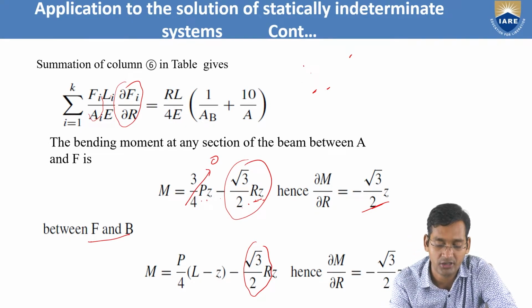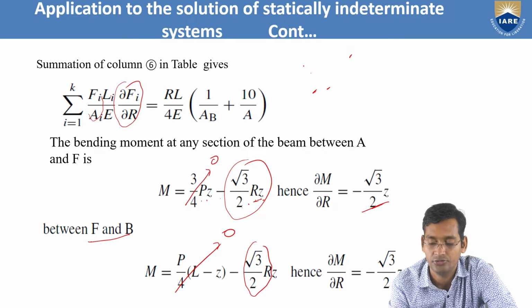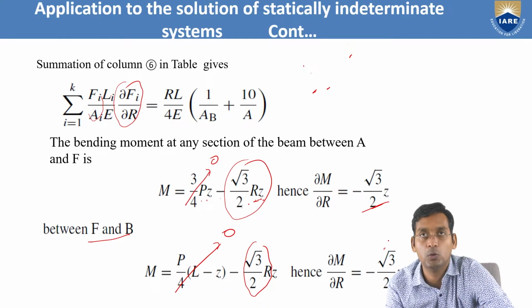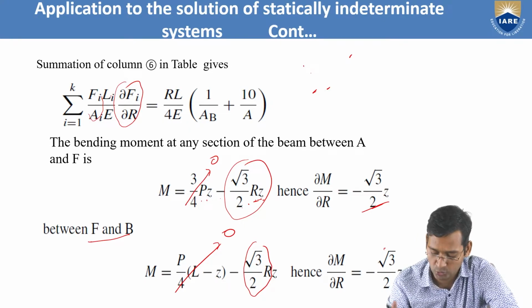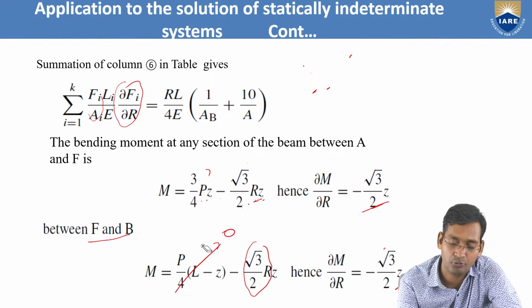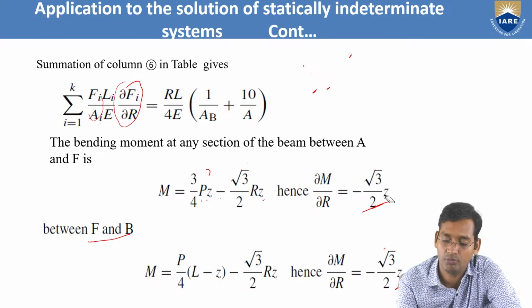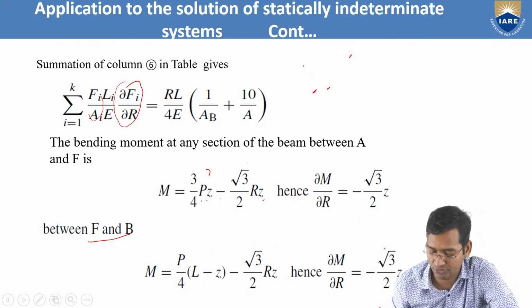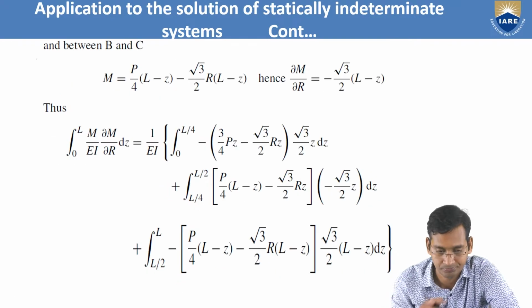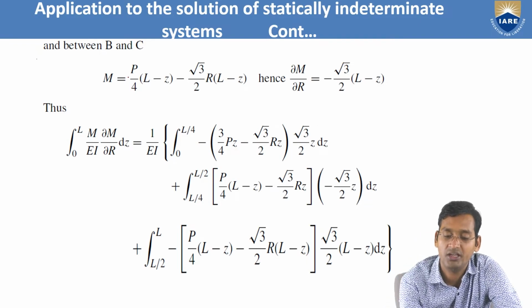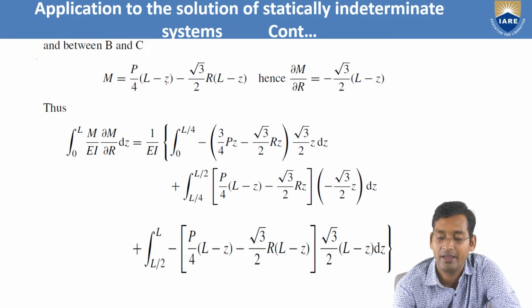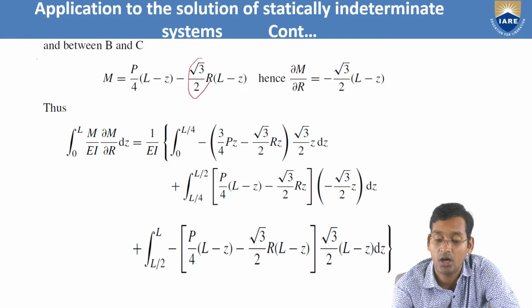So after differentiating, what happened? Again this term will be 0. This will give again minus root 3 by 2 Z. So now we have dou M by dou R between F and B. Now next is what? B to C. For B to C, we have to find again the same moment equation. Once we have the moment equation, we will differentiate, and we will get dou M by dou R. So now between B and C, this will be again the same, L minus Z, and this time 3 by 2 R L minus Z.